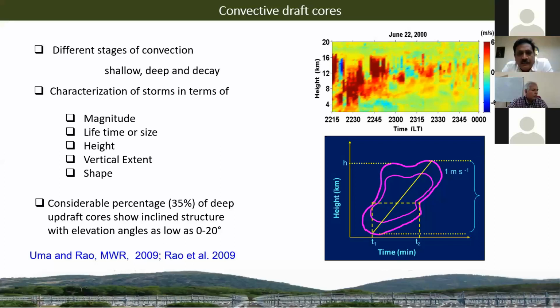Even with the Doppler weather radars we can get that information, but that is a derived product, whereas this is a direct measurement. So we can study several things with this kind of information.